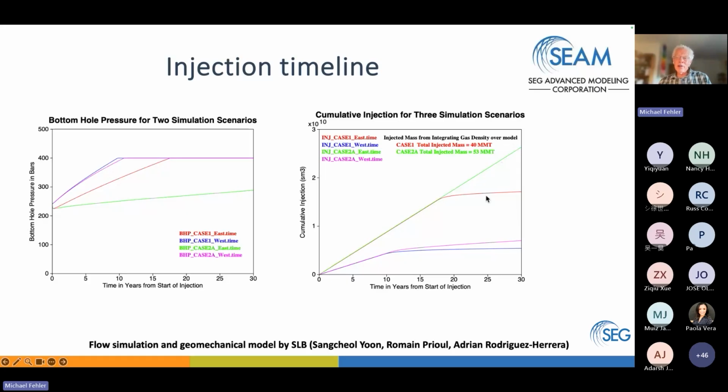In some scenarios, we reached our pressure cap, and then the fluid injection rate stops. This is cumulative injection, so when it's flat or near flat, we've reduced the injection rate because the pressure is capped. I put here, by integrating the gas density throughout the volume, rough estimates of the cumulative injection volume in this reservoir, from 40 megatons to 50 megatons for the two different scenarios.